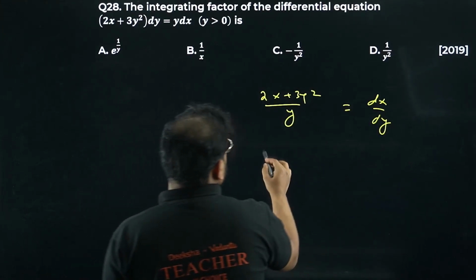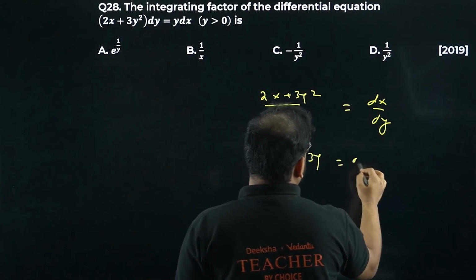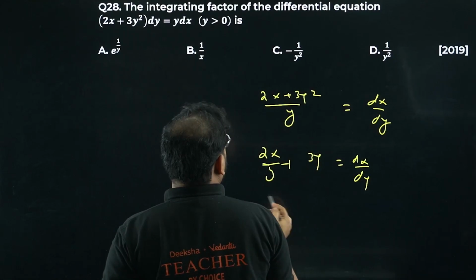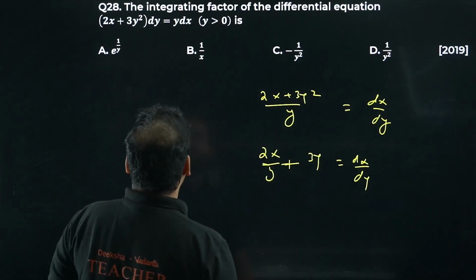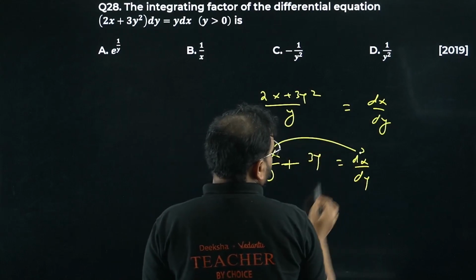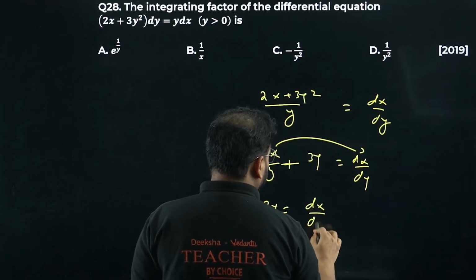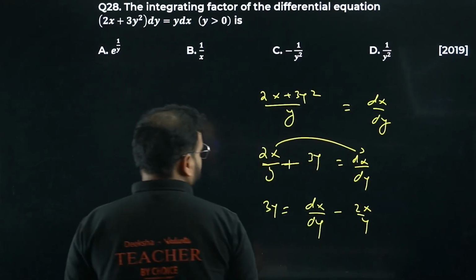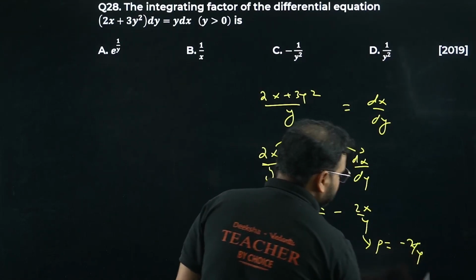Okay, I can write this as 2xy plus 3y equals dx upon dy. I'll move this, what do I get? Plus, this is plus only, right? 2x upon y, so move this to this side. I get here 3y equals dx upon dy, and I have minus 2x upon y. So your p value from here is nothing but minus 2 upon y. This is your p value, minus 2 upon y.